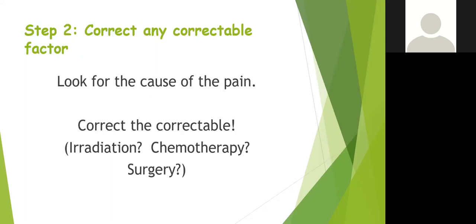Step 2, correct any correctable factor. As I said, look for the cause of pain. It can be a new pain, it can be a different pain, it might not be nociceptive pain, it can be a neuropathic pain. Can we do something to actually treat the pain? If it's a new bony metastasis, can we give some radiotherapy? Can we give him more chemotherapy if we can, to get the pain under control? Or further surgery? If it's a new abscess, can we drain the abscess? If there's an infection happening, can we give some antibiotics?